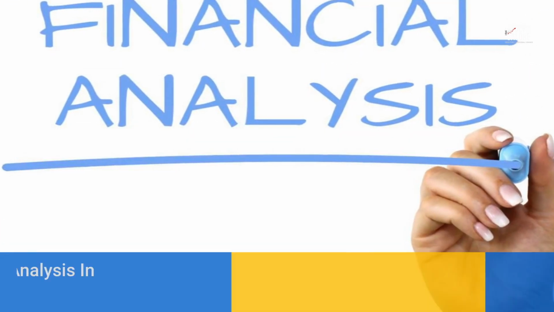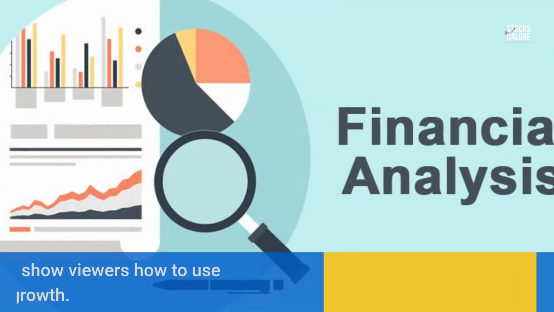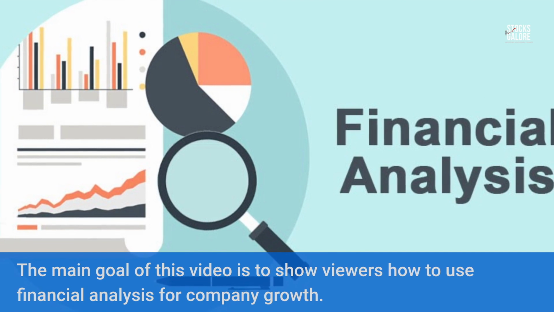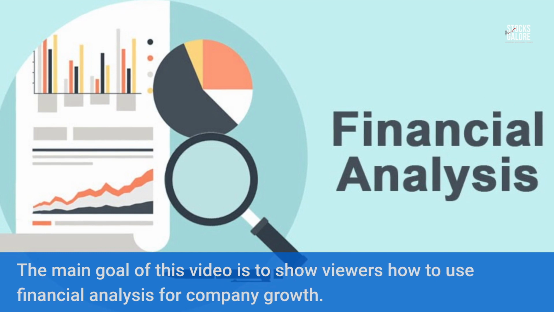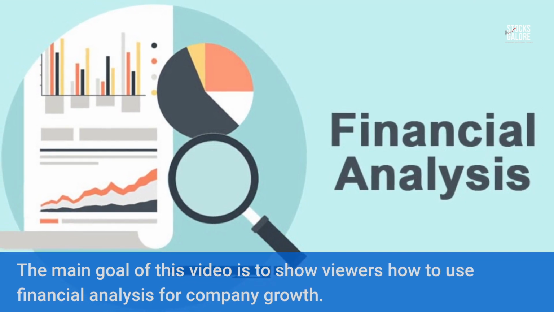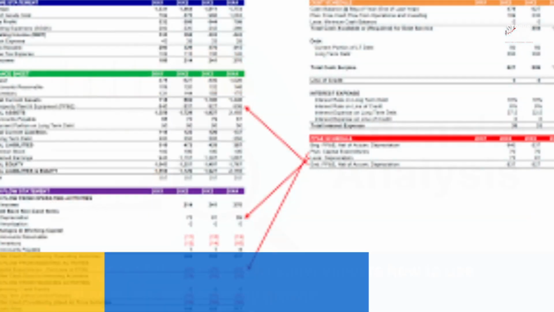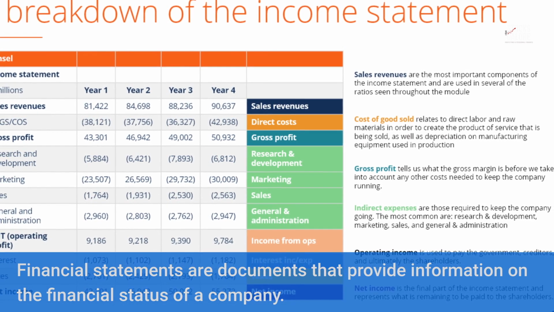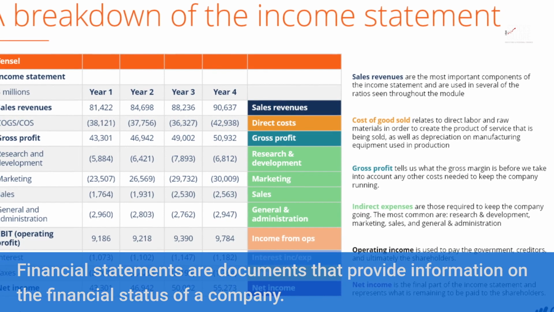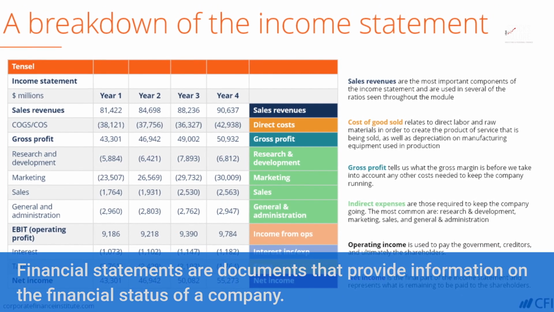Financial analysis helps companies to know the extent of the company's financial growth. The main goal of this video is to show viewers how to use financial analysis for company growth. Financial analysis is an important tool that can be used by all stakeholders in a company. There are 5 steps in this process. 1. Financial statements. Financial statements are documents that provide information on the financial status of a company. They can be used as a tool for investors, so they can make more informed decisions and evaluate their own portfolio, and they can be used by managers to assess the performance of the organization.